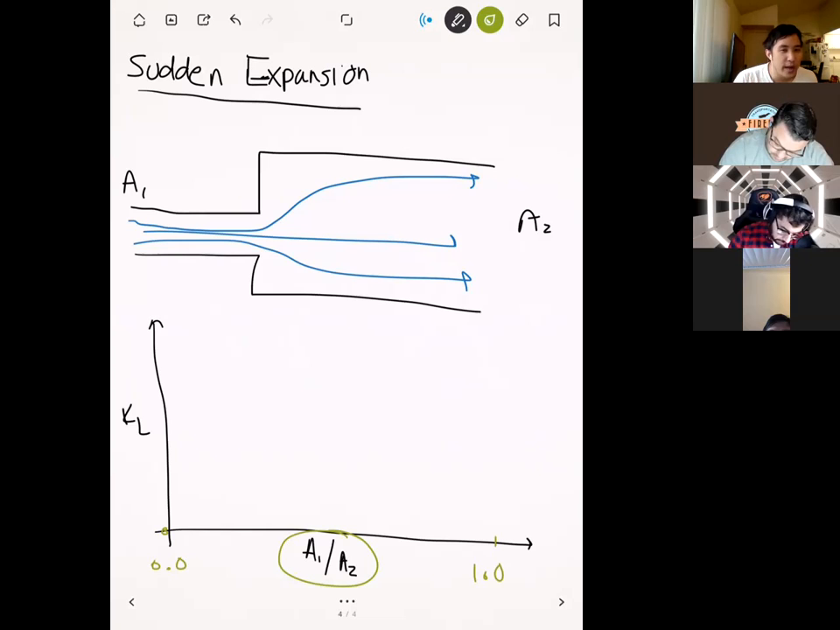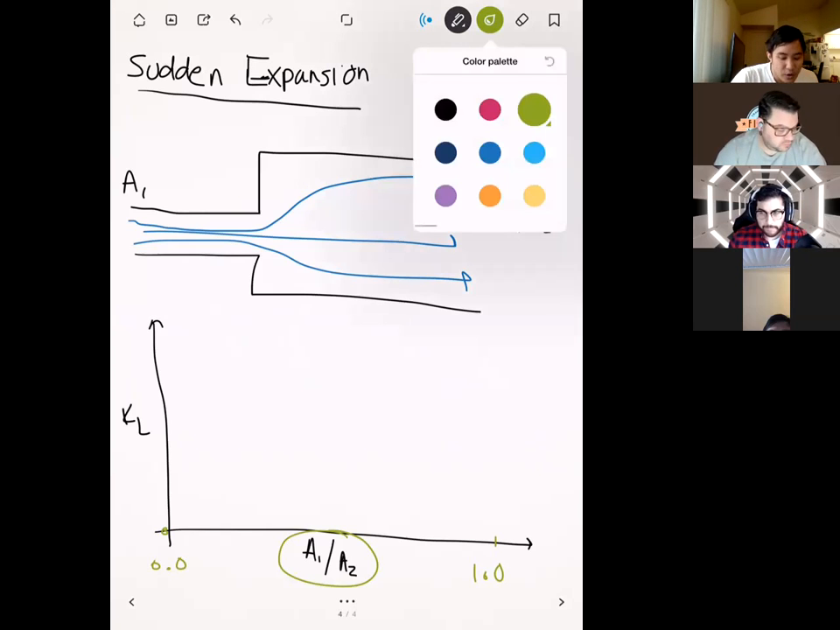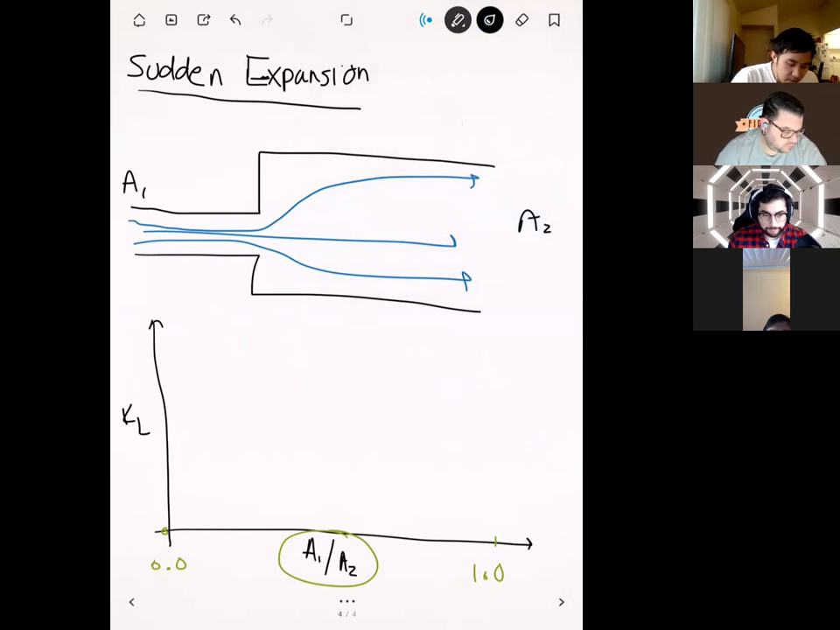Because if you can imagine you had it the opposite, then your graph would go from 1 to infinity, and that's not as nice a graph to look at. Okay, and so this graph right here exhibits similar behavior. So it starts at some maximum value when the ratio is close to 0, and then it goes down to 0 once the ratio is 1. The thing that's different about an expansion is that instead of having a maximum of 0.5, we have instead a maximum of 1.0.